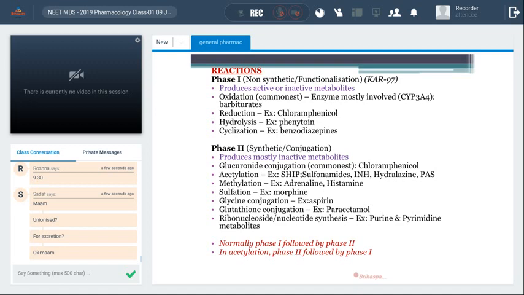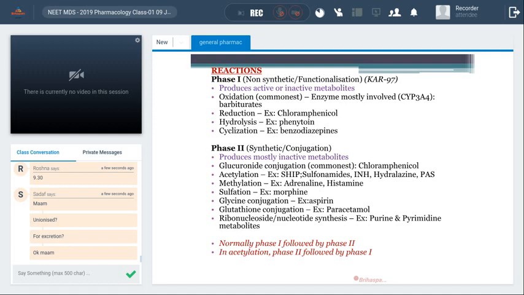Hydrolysis means breakdown of a drug with the help of a molecule of water. Use water, break it down. That's hydrolysis. And cyclization is converting a straight chain compound into a ring compound. So these are a few phase 1 reactions where no new product is formed, so they are called non-synthetic reactions. In phase 2, the drug first enters phase 1, undergoes some change, then enters phase 2, where a new synthetic product is formed. That's why it's called a synthetic reaction.